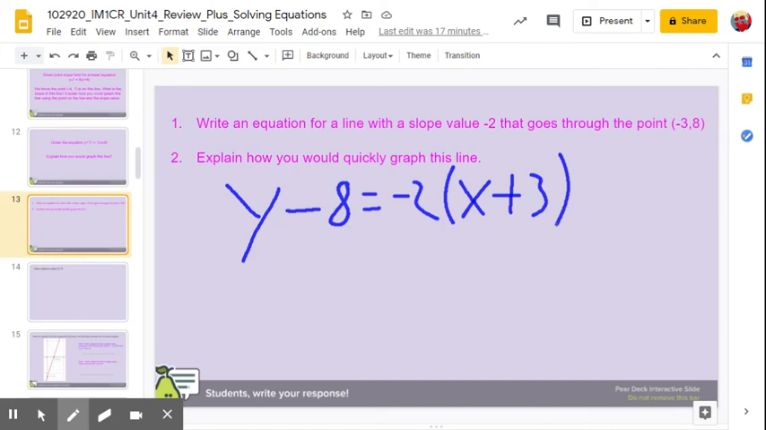I would go to that point, negative 3, 8. Slope value is negative 2. So from that point, I'd either go up 2 and then left 1, up 2, left 1. So my line is decreasing, right? Or from that point, negative 3, 8, I would go down 2, and then I go right 1, down 2, right 1, down 2, right 1. Just keep making a point each time after you go down 2, right 1. And then you have a plethora of points, and then you could graph your line.